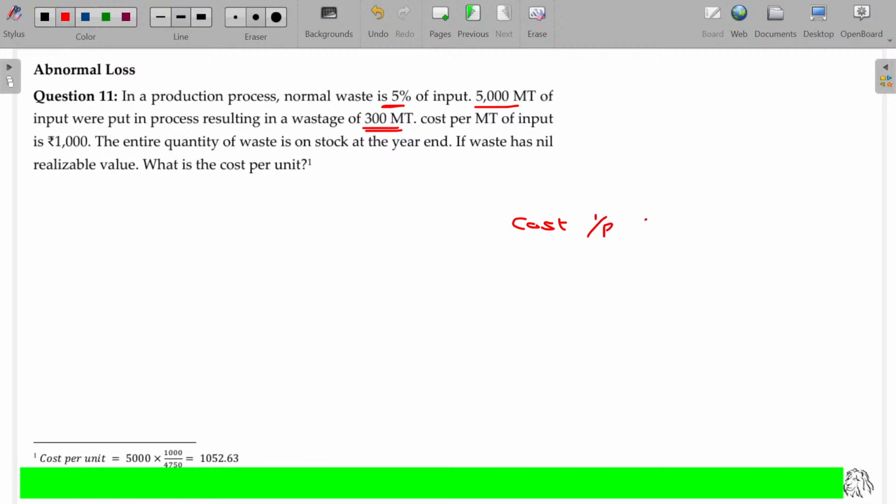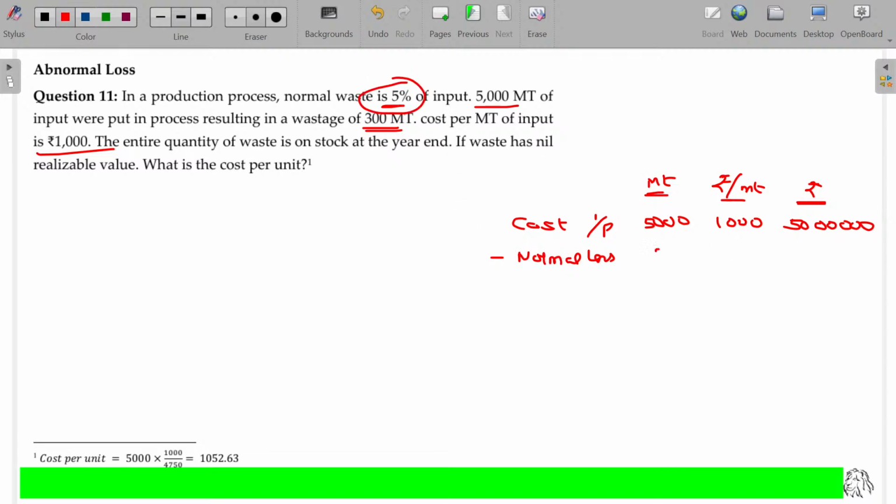Okay, input 5,000 metric ton, rupees per metric ton being 1,000, total value of the input being 50 lakhs, minus loss is there. Come on, tell me. You have to subtract the normal loss here. What is the normal loss here? 5%. 250 will be subtracted. 4,750 will be the normal output expected.